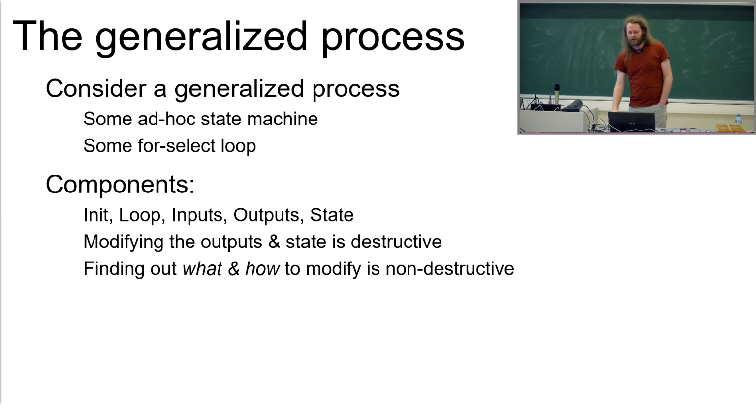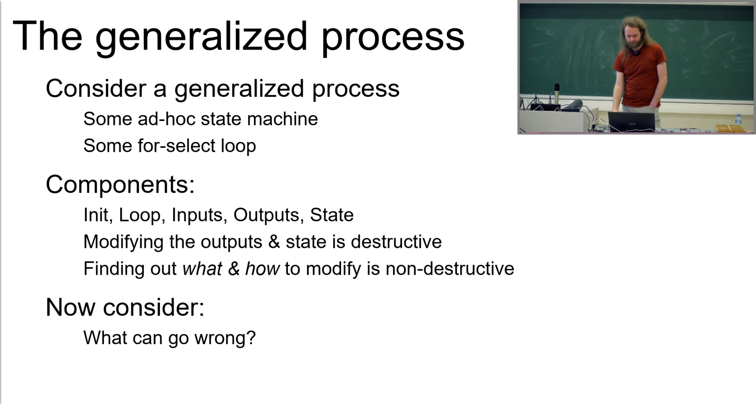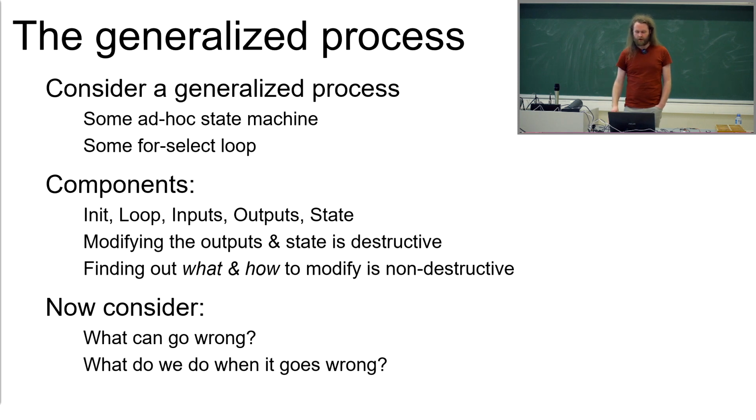So finding out what to do is non-destructive, but actually doing it is destructive. That's the point here. So let's consider in a generalized process, what can go wrong? What are the things that could actually return errors that we can, at some point in the future, figure out how to deal with? And then, after we figure out what can go wrong, let's think about what should we do when it does go wrong? What is the appropriate response?